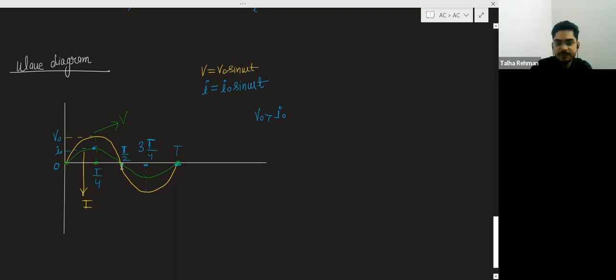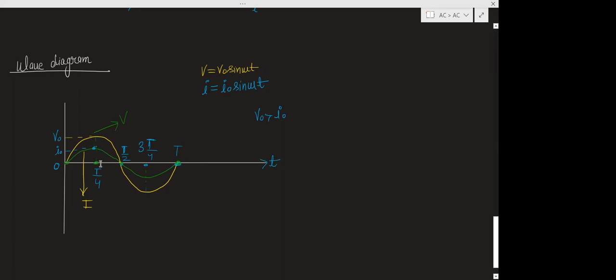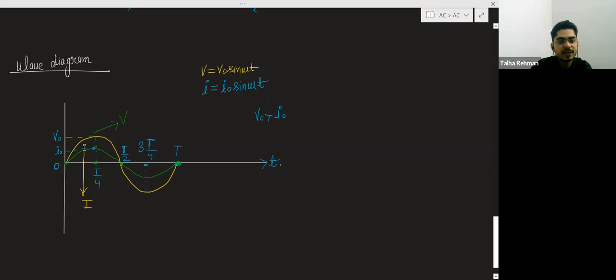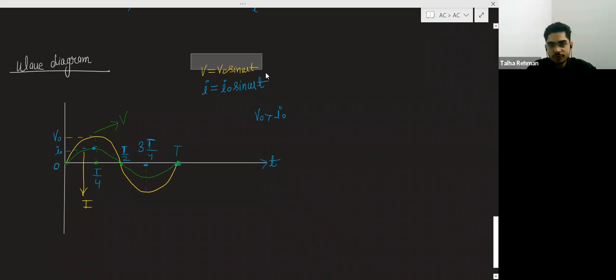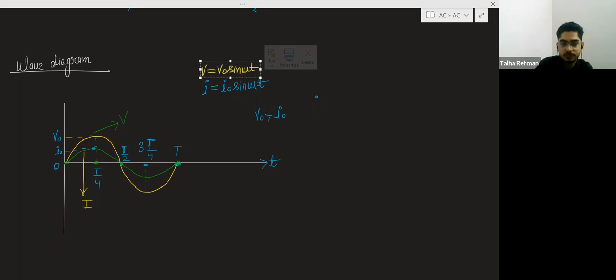This point is representing half of the time period. This is representing 1/4 of the time period. Means you will get the maximum value of the current and the maximum value of the voltage at T by 4. You can put the value of time t equal to T by 4 and you will get the value. I am showing how you will get the maximum value at T by 4.